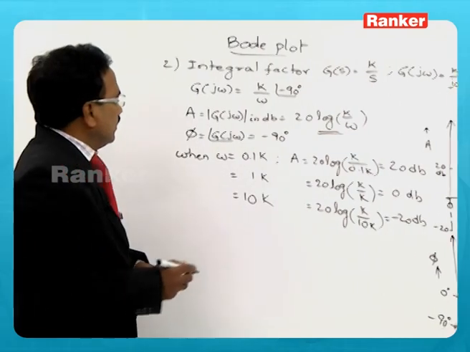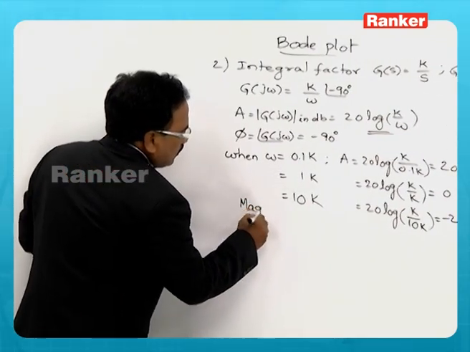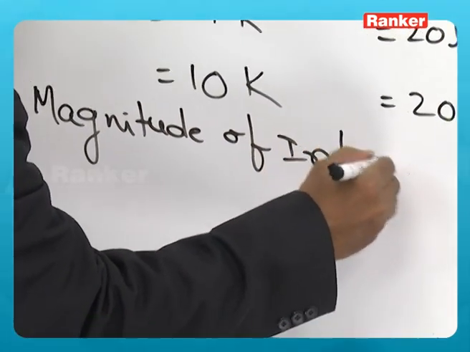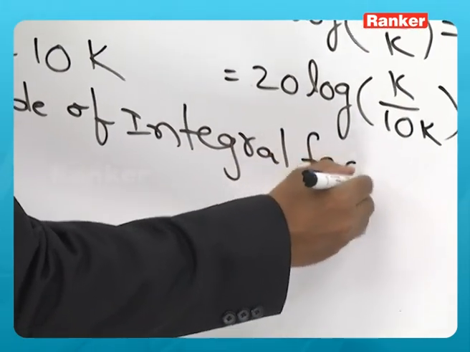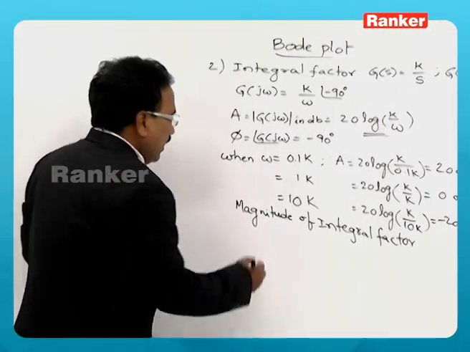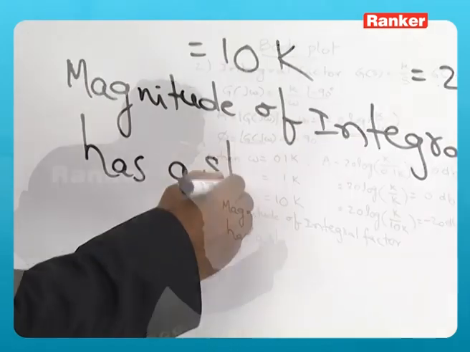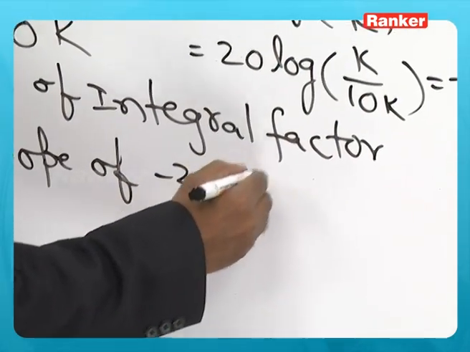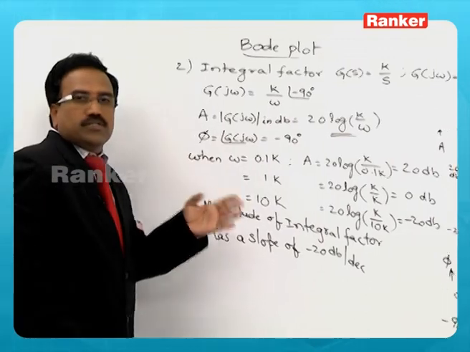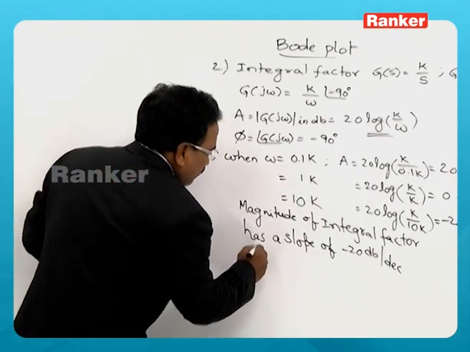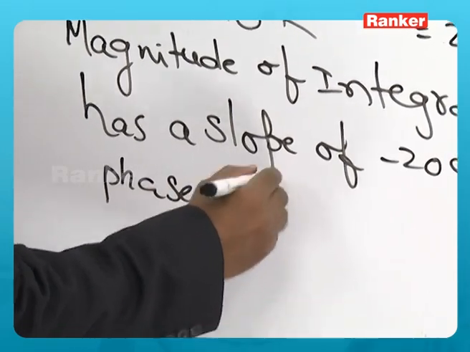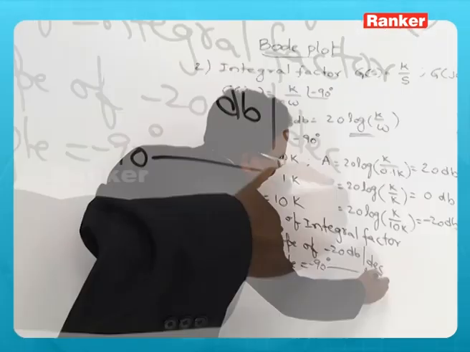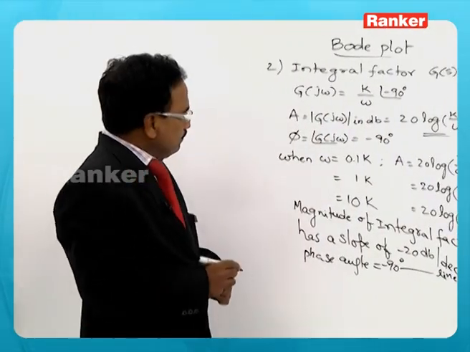So, I can say that the magnitude of the integral factor has a slope of minus 20 dB per decade, minus indicating it is decreasing, and the phase angle is constant, it is a straight line, the minus 90 degree line, independent of frequency.